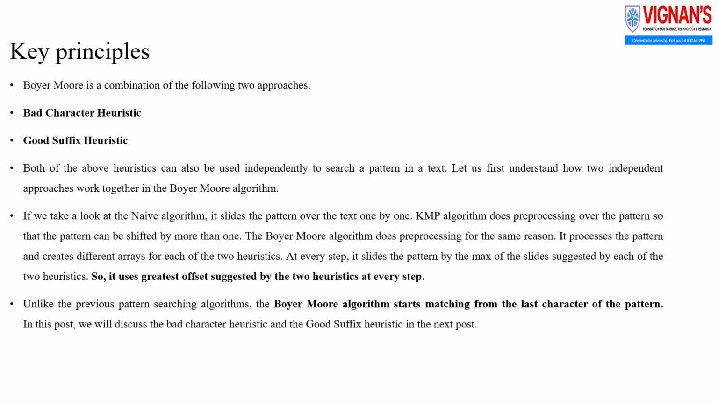If we look at the naive algorithm, it slides the pattern over the text one by one. The KMP algorithm does preprocessing over the pattern so that the pattern can be shifted by more than one position. The Boyer-Moore algorithm also does preprocessing for the same reason. It processes the pattern and creates different arrays for each of the two heuristics. At every step, it slides the pattern by the maximum of the shifts suggested by each of the two heuristics. So, it uses the greatest offset suggested by the two heuristics at every step.